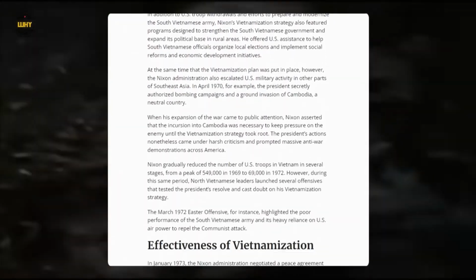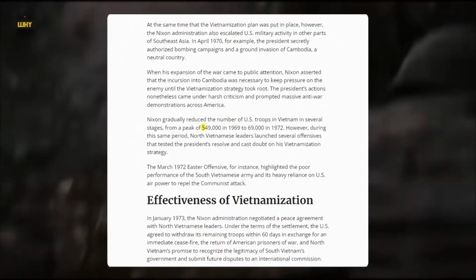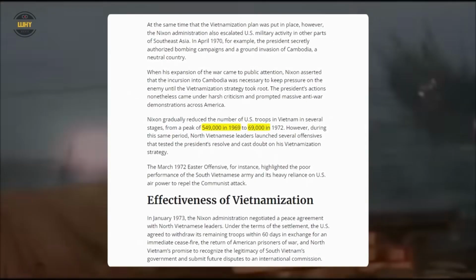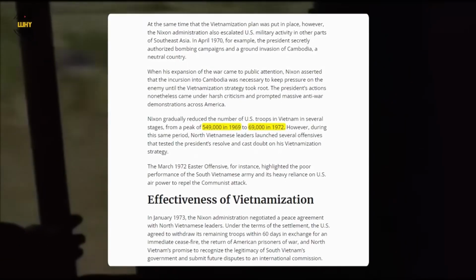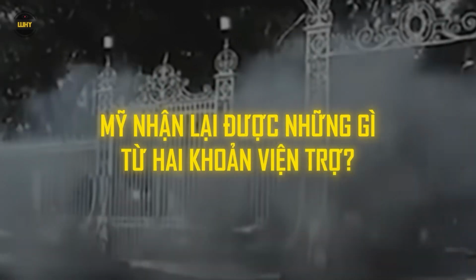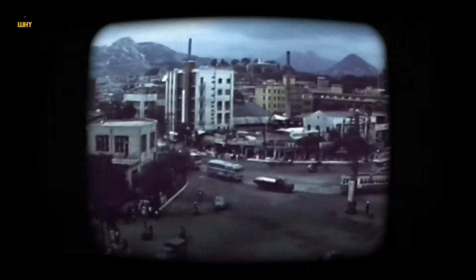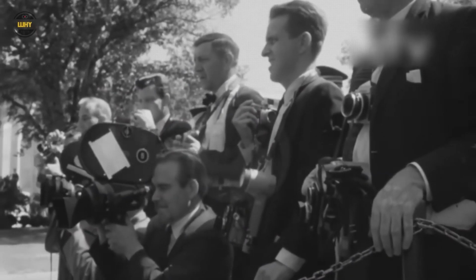Public pressure forced the U.S. to withdraw, but it could not guarantee that the Republic of Vietnam would have enough time to consolidate its strength. Therefore, although the U.S. invested heavily in training and equipping this force, it still faced many difficulties in standing on its own and confronting the liberation forces. Specifically, Nixon gradually reduced the number of U.S. troops in Vietnam in several stages, from a peak of over 500,000 to 69,000 in 1970. As a result, the Republic of Vietnam collapsed in 1975.